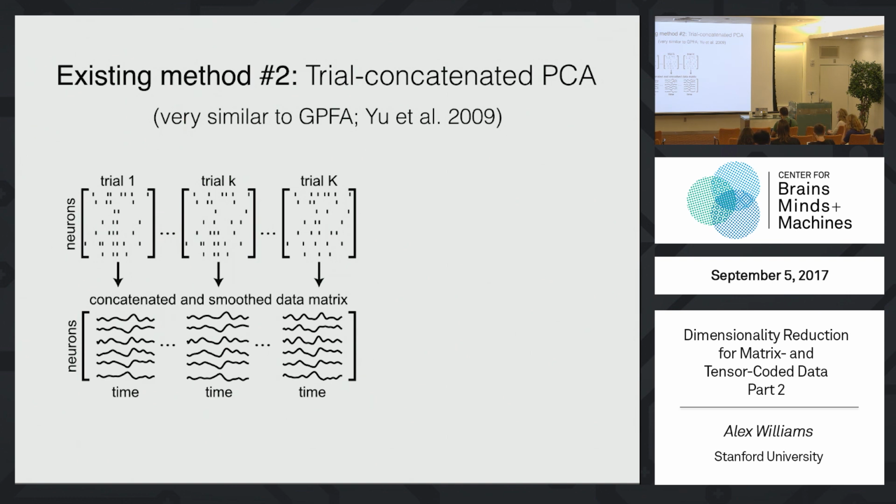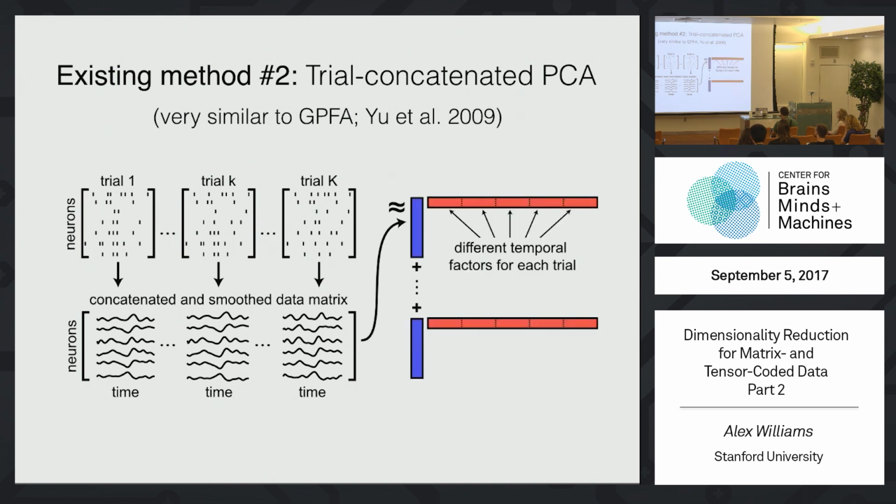But the idea is that rather than averaging across trials, we're going to concatenate all of these matrices into one large matrix. And furthermore, we're going to include an assumption, which is that each spike is a noisy indicator of a neuron's latent firing rate, which is going to smooth in time. So we basically smooth these spike trains with a Gaussian filter. And then we get a concatenated and smoothed data matrix. And then we can apply PCA to this data matrix.